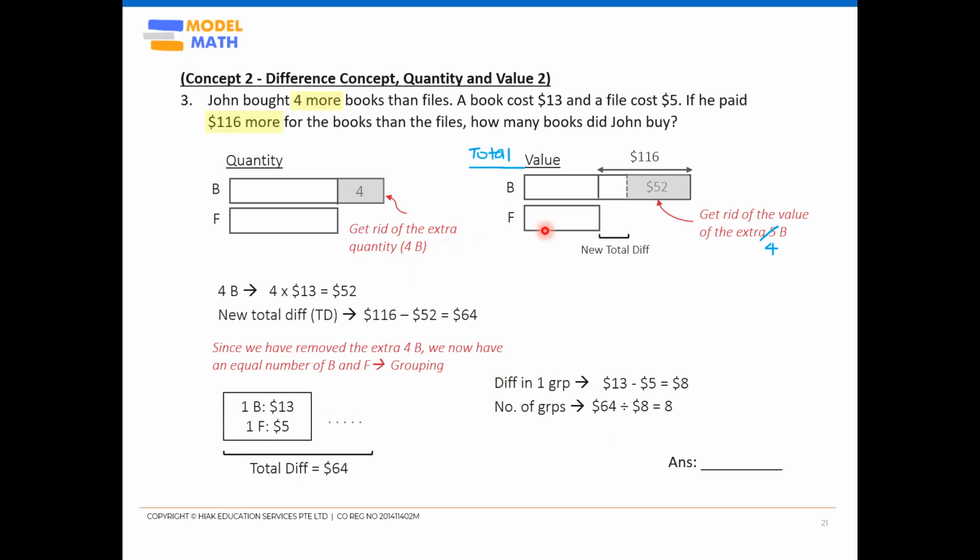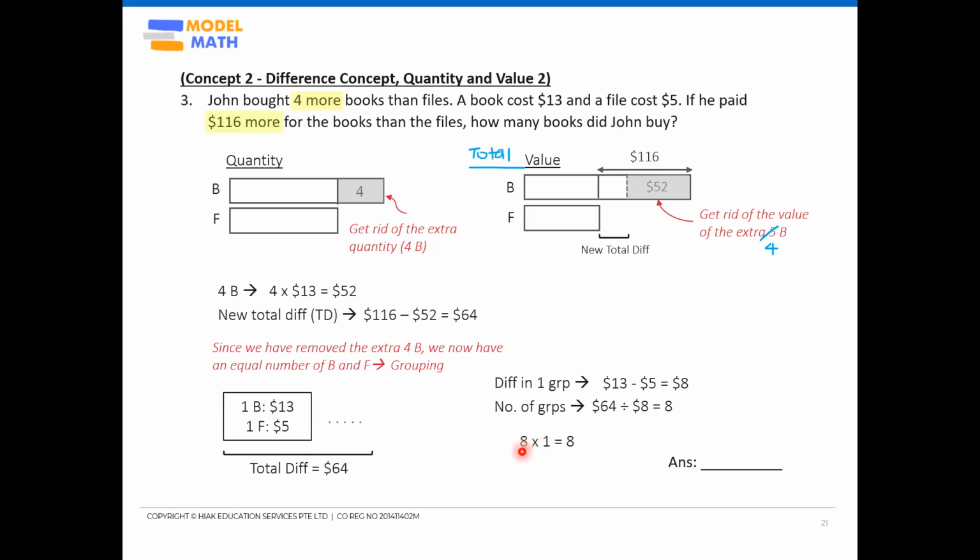Now read back the question. Every time you get the number of groups, just like the QV table question, read back: how many books did he buy? So we want the number of books, right? Ask yourself, in one group, how many books do you see? Of course, I see one book in one group. But since I know there are 8 groups, I have to do 8 times 1. This step must be written down. You cannot just stop here, because that is only getting the number of groups. So you have to show the 8 times 1.